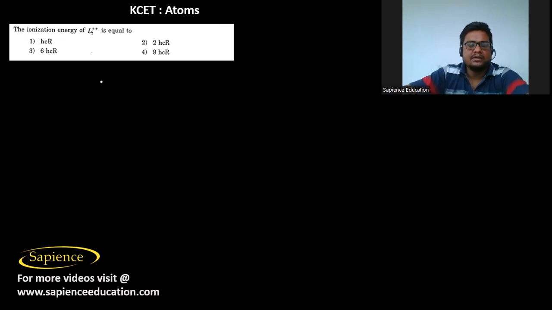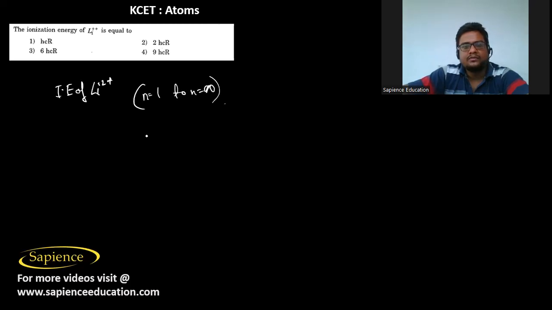Then here it is told, the ionization energy of the doubly charged lithium ion, Li2+. The ionization energy of the Li2+ ion will be equal to 13.6 eV times something. We know that ionization energy means it will go from n equal to 1 to n equal to infinity. Now we know that the wave number, 1 by lambda, is given as R Z square into 1 by n1 square minus 1 by n2 square.